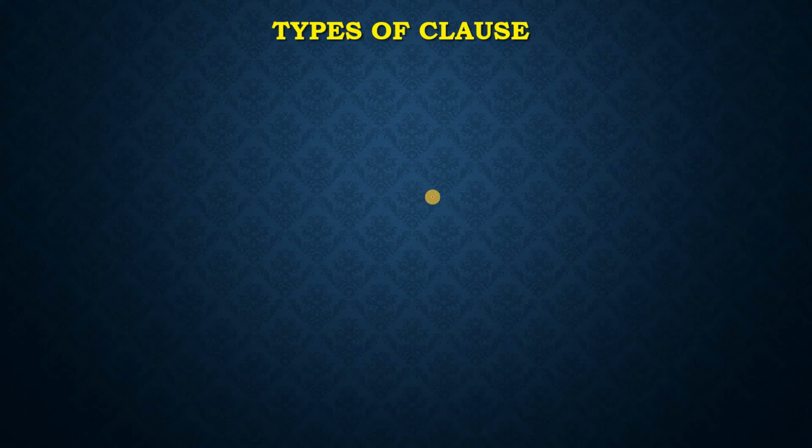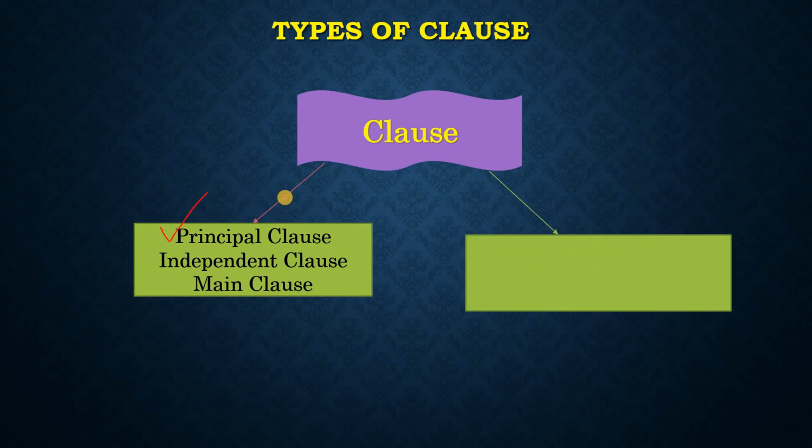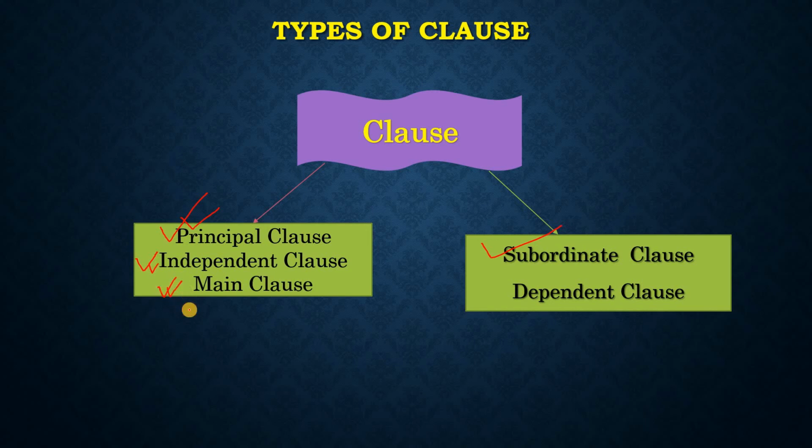Types of clauses. Dear students, there are two types of clauses. Number one, principal clause. Number two, subordinate clause. Principal clause, you can say independent clause, you can say main clause. So there are different names. It's up to you which name you will use. It's fully up to you.